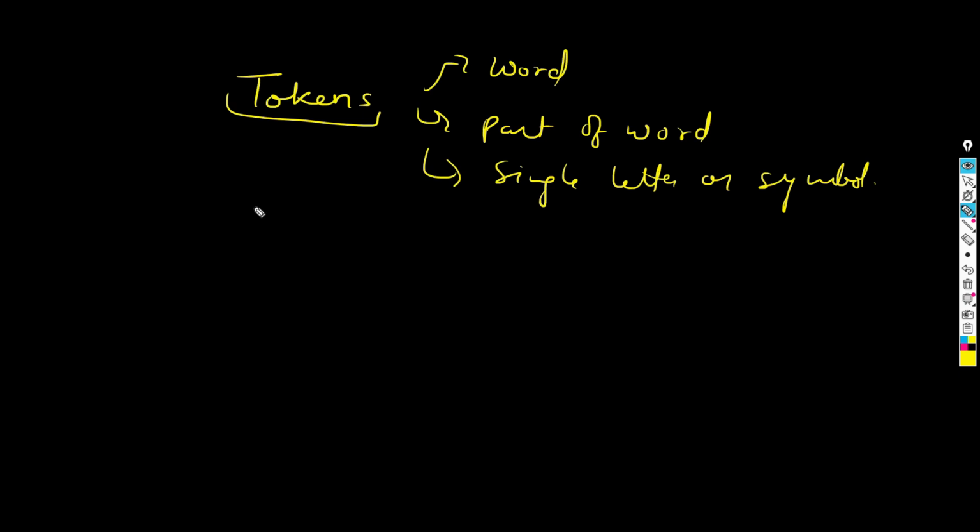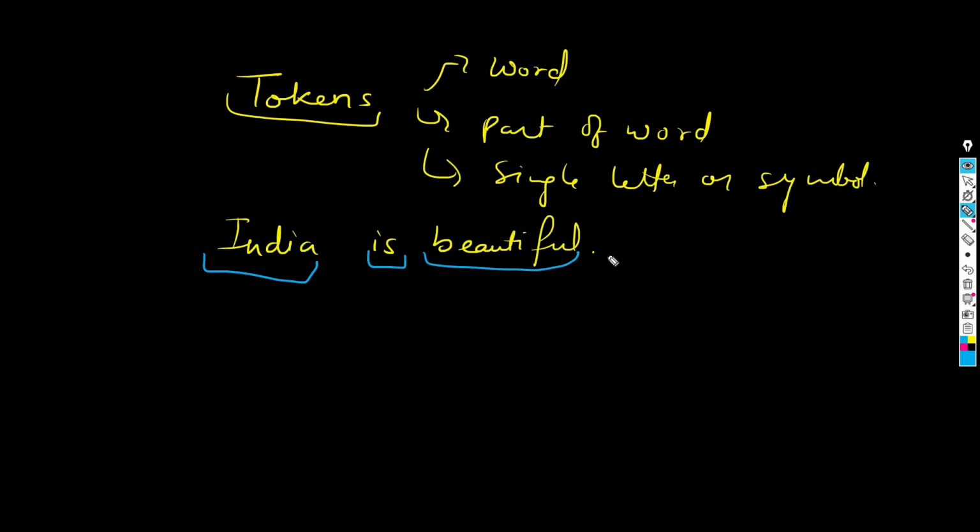Let's take an example. India is beautiful. There's no doubt about it. When we break this down into small tokens, we can say that India is one token, is becomes one token, beautiful can be another token, and the full stop can be one token. So we have four tokens at this point.